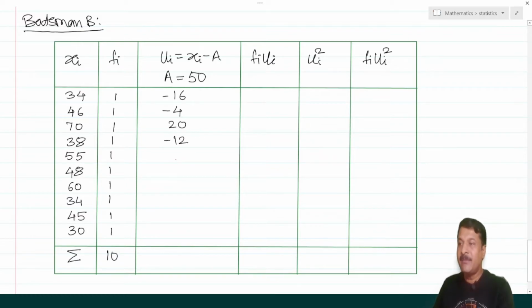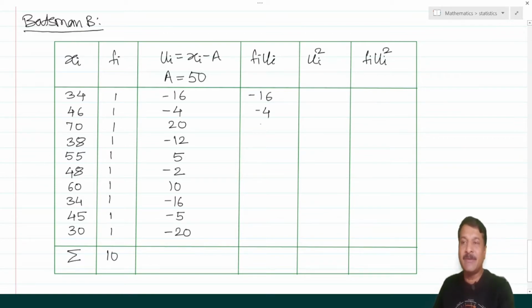So 34 minus 50, so minus 16, 46 minus 50, minus 4, 70 minus 50, 20, 38 minus 50, minus 12, 55 minus 50, 5, 48 minus 50, minus 2, 60 minus 50, 10, 34 minus 50, it is minus 16, 45 minus 50, minus 5, and 30 minus 50, minus 20. So definitely same values here.